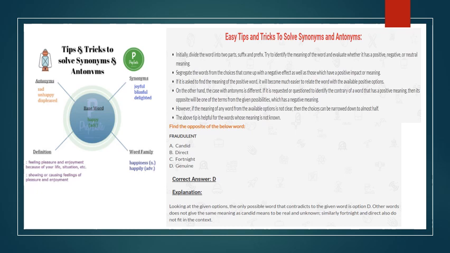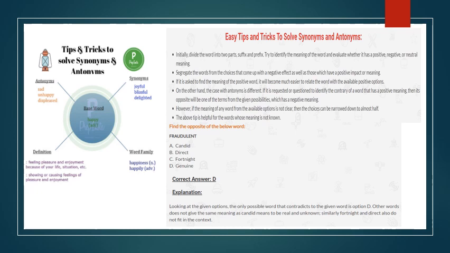Now let's see some more tricks here. Initially, divide the word into two parts: prefix and suffix. In the case of the word happy, take unhappy. What is un? Un is a prefix. And then happiness, ness is a suffix. So you remember here the prefix and suffix.